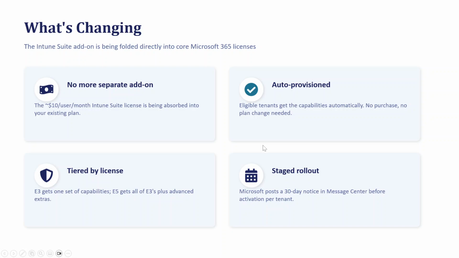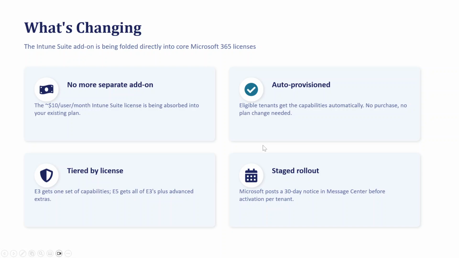Tiered by license. So E3 gets one set of capabilities, and E5 gets all of E3 plus advanced extras. E5 is an advanced license, so all these E3 features will be included in the E5 license automatically, auto-provisioned. Eligible tenants get the capability automatically. No purchase, no plan changes are needed. So if your tenant is eligible for these changes, it will automatically reflect it. No extra thing you need to do.